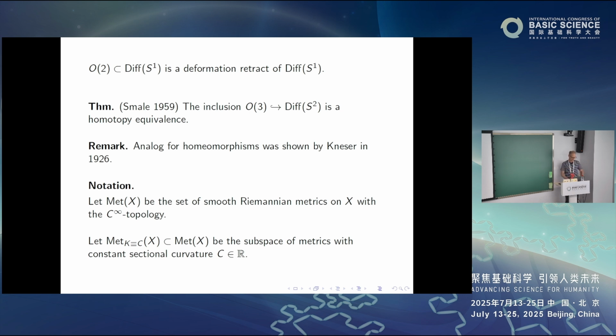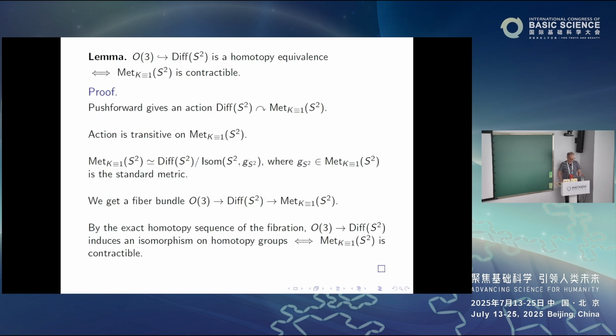Okay. So, a little notation. Now Met X will be just the set of smooth Riemannian metrics with the C infinity topology. And then inside there, you can look at the metrics for any constant C, for any real number C. You can look at the Riemannian metrics with constant sectional curvature C. Okay? So at every point, for every two-plane in the tangent space at that point, the sectional curvature is equal to C. Of course, it might be empty for a given manifold.